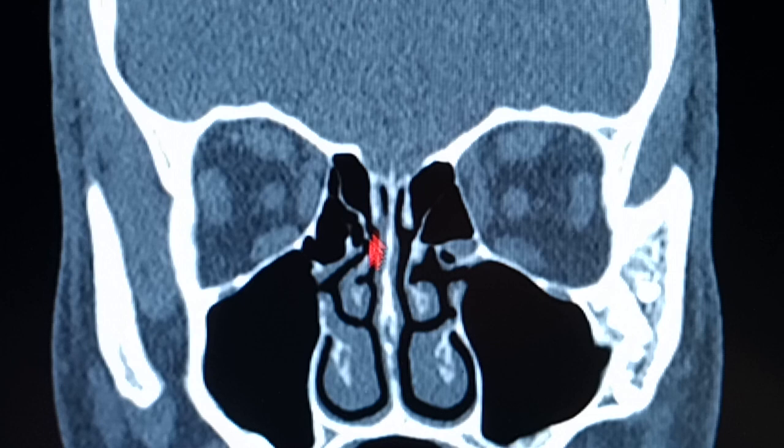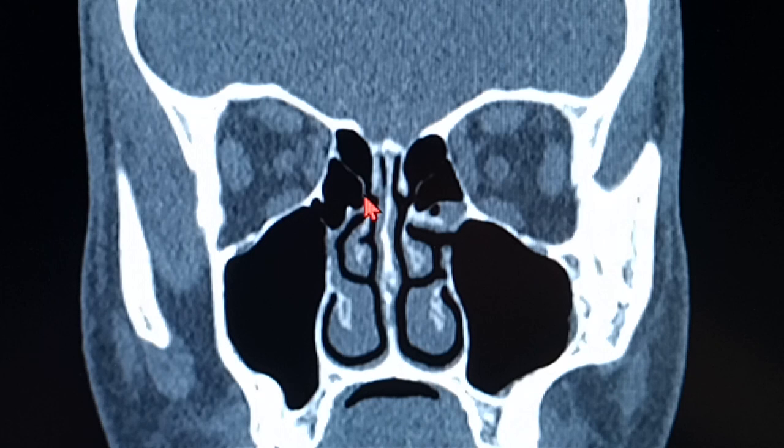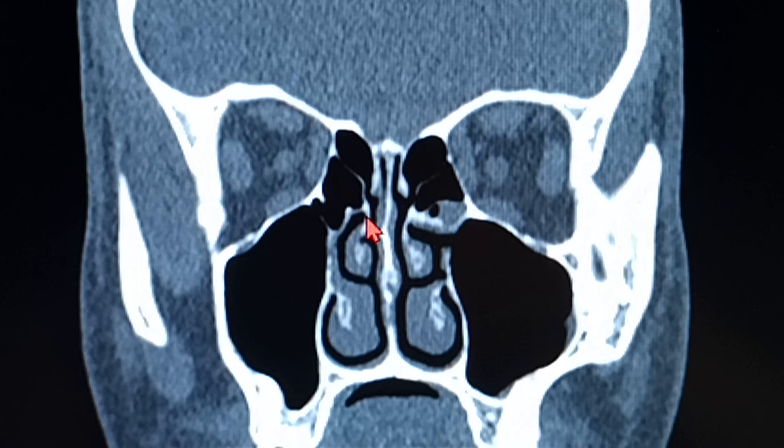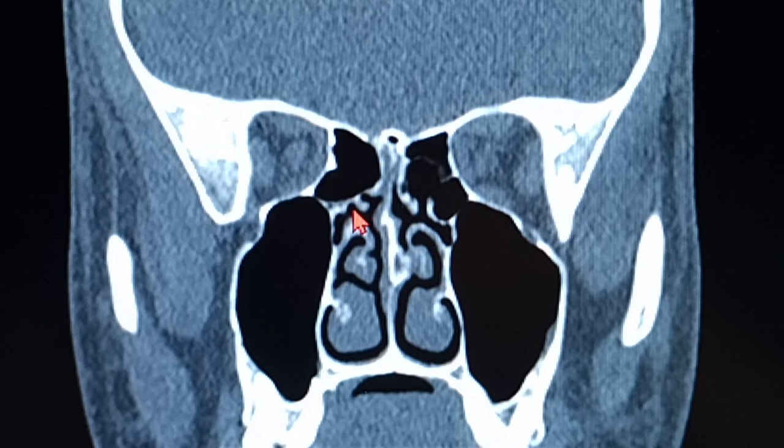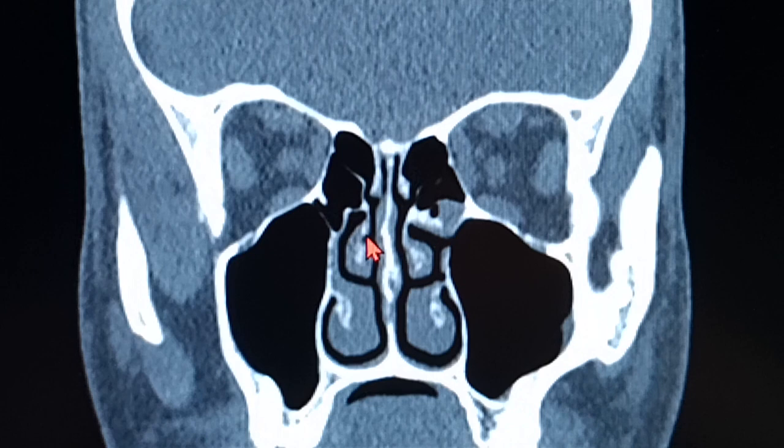I'm still going behind. Let me just zoom this out for you. So I'm going behind. You can see the actual attachment. It's still going behind. Okay, we were here sometime back. Now I'm going behind. You can see the superior turbinate.